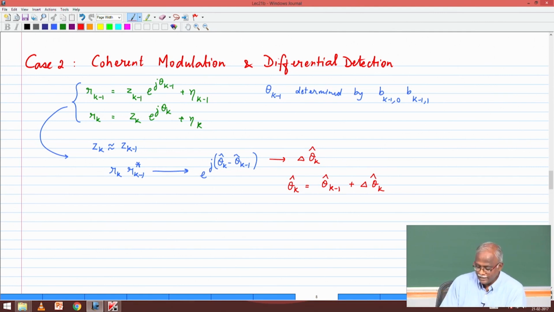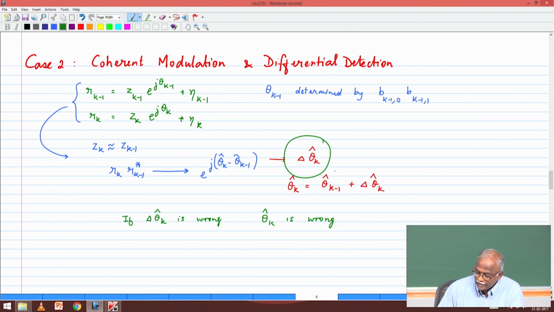Now comes the important question: where can I make a mistake? In differential detection I can make a mistake in the estimation of delta theta k. So if delta theta k is wrong, then definitely theta k hat is going to be wrong. Even if theta k minus 1 was correct, if this is wrong, theta k is going to be wrong. What about theta k plus 1?